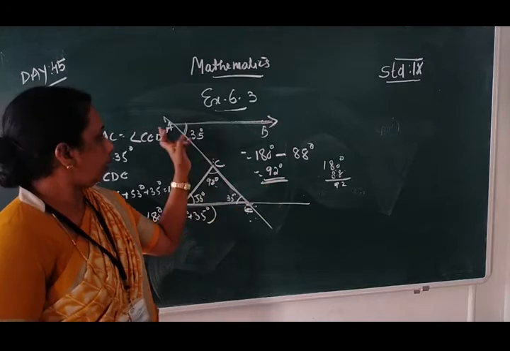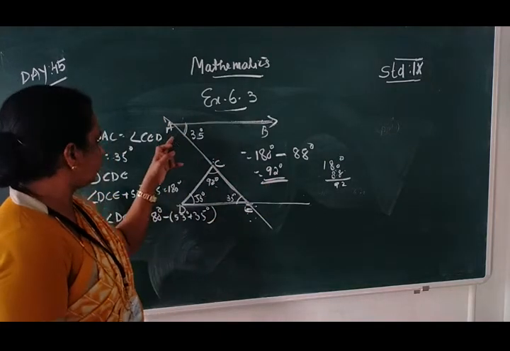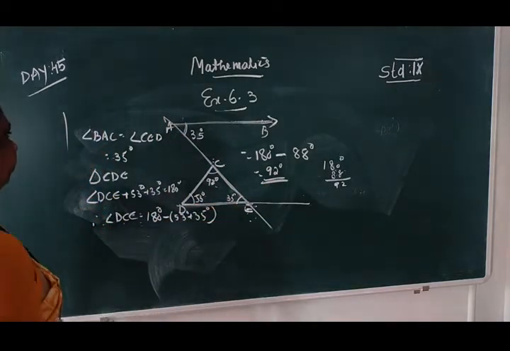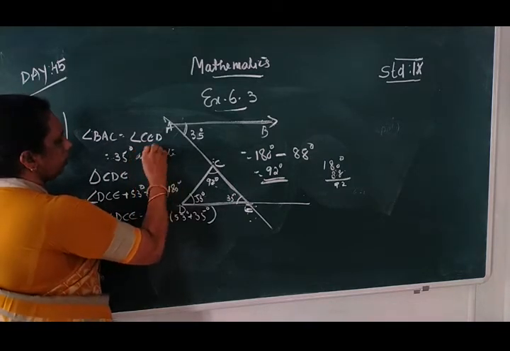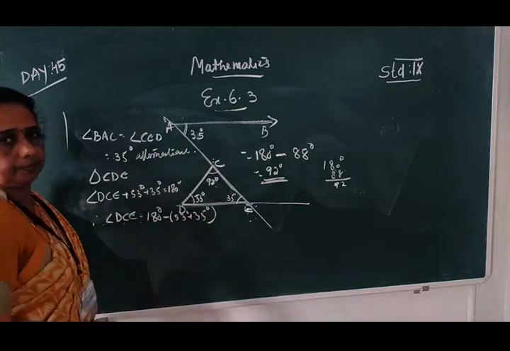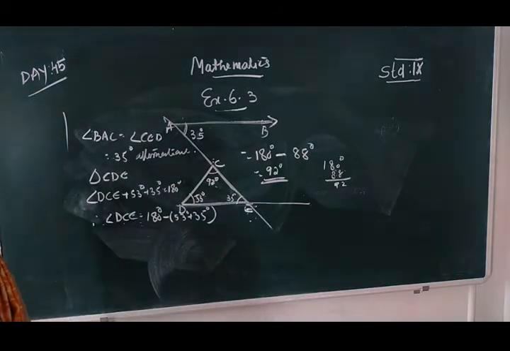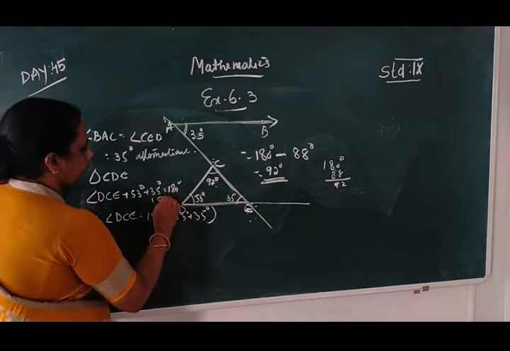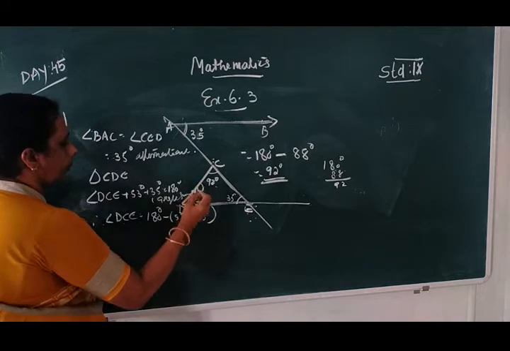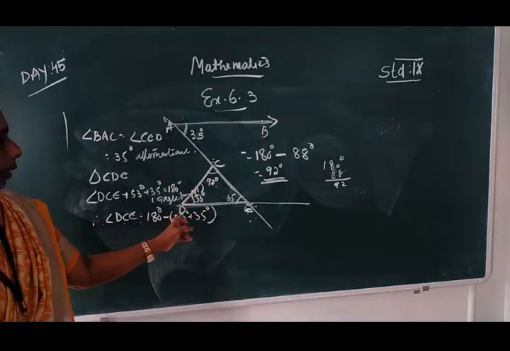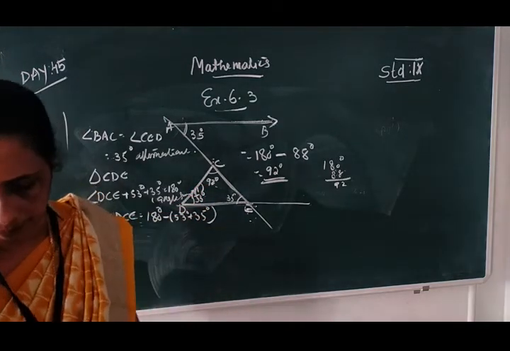The lines are parallel and this is a transversal, so alternate angles are equal. Then using the angle sum property, here we write the angle sum property, and then we can find angle BCE.